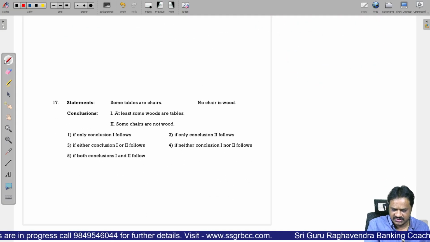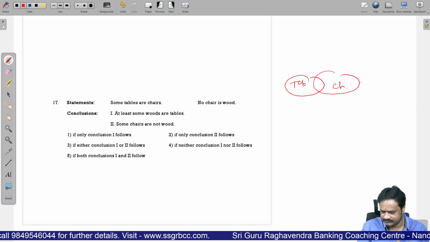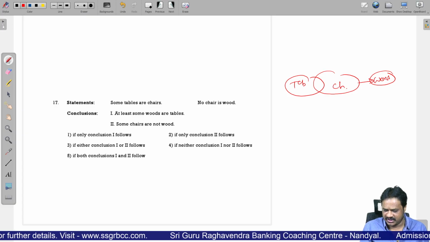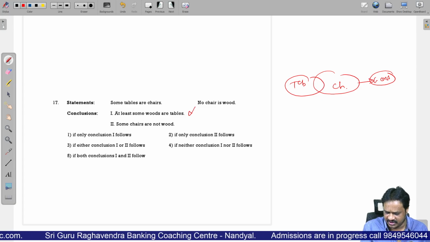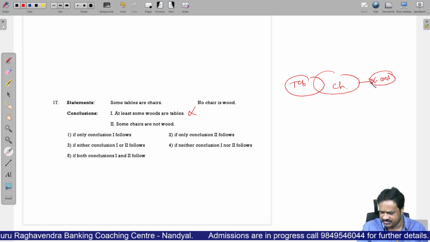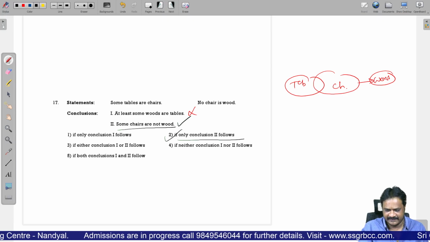17th question. Some tables are chairs. No chair is a wood. At least some woods are tables. There is no relation between wood and table. So, some tables are woods or some woods are tables does not follow. Some chair is not wood. See, the relation between chair and wood is no. For every "no" statement, "some not" follows. Therefore, second one definitely follows.